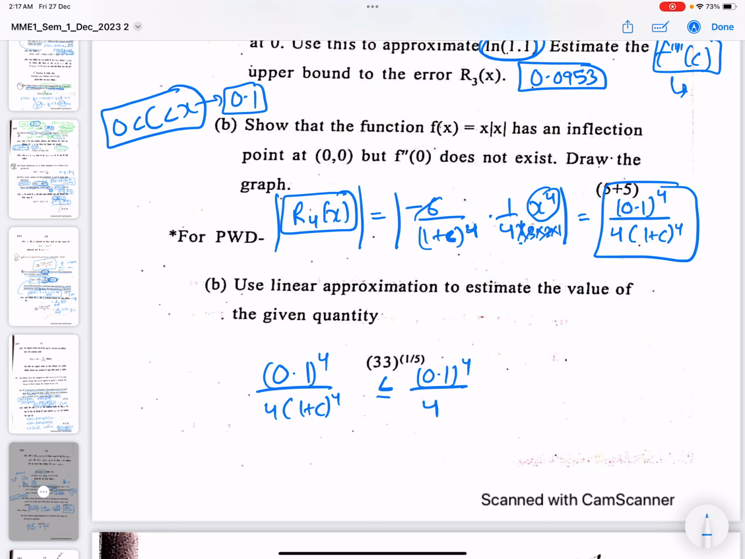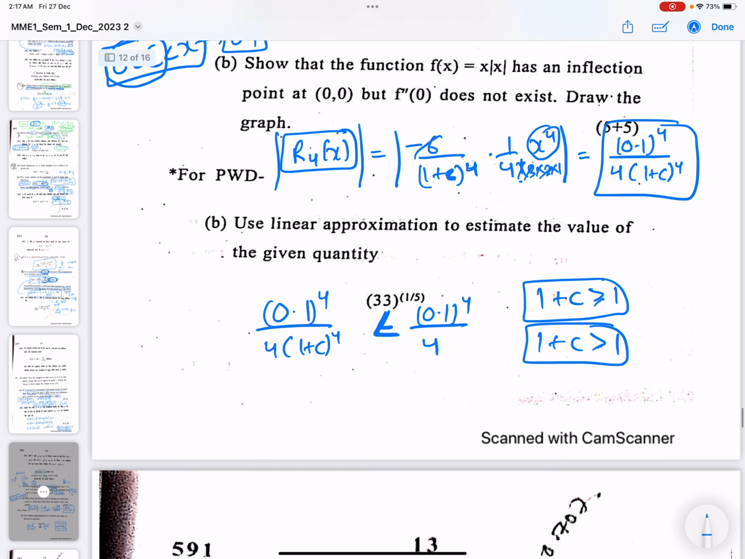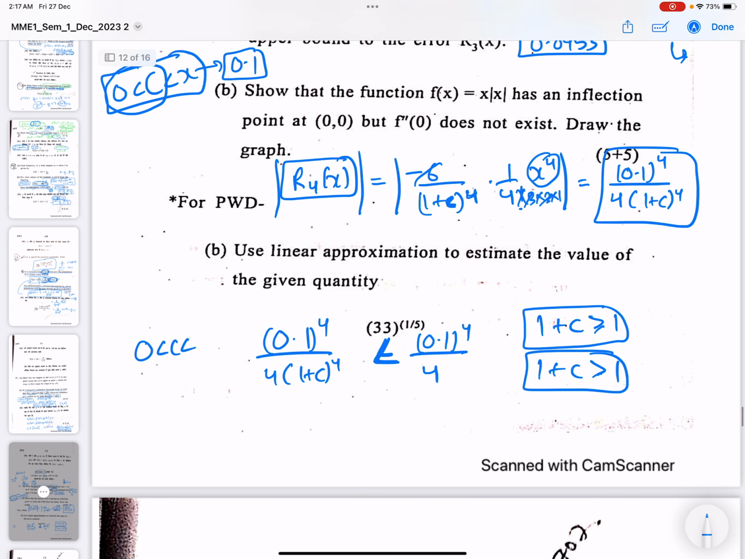be always less than or equal to 0.1 to the power 4 upon 4, because 1 plus c would be always greater than or equal to 1. And if c is strictly greater than 0, so 1 plus c would be always greater than 1. So if we take the condition that c strictly lies between 0 and x, then 1 plus c would be strictly greater than 1. And this is coming in the denominator, the 4 cancels out.